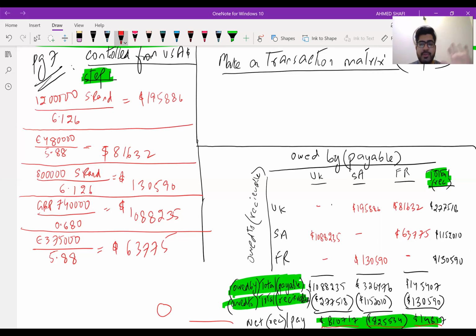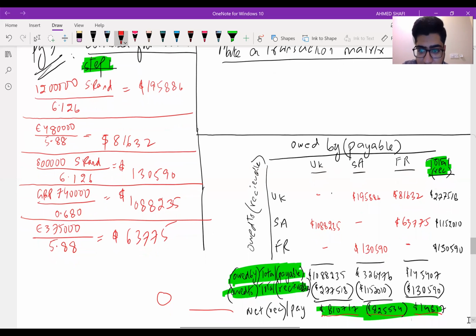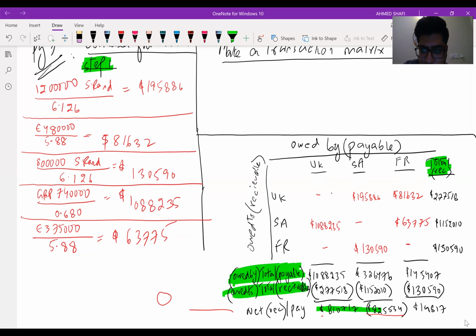No need to do 5 or 6 transactions. France has net payable, it should pay. UK has net payable, it should pay. So UK should pay to this, France should pay to this. And instead of 5 transactions, you will only deal in 2 transactions. France will pay, UK will pay, and South Africa will receive what is receivable, and that's the transaction. Okay, so this is how netting works.